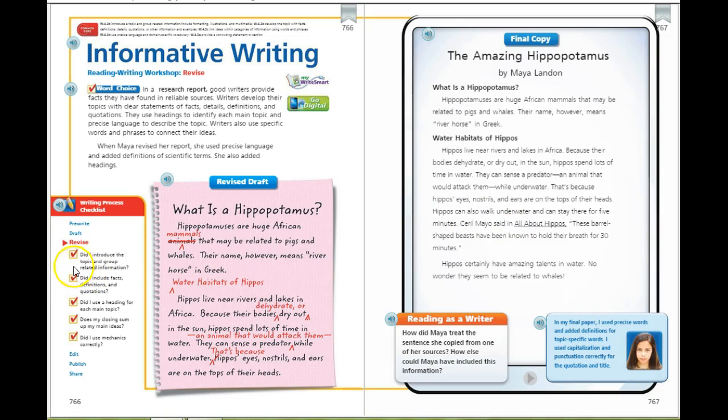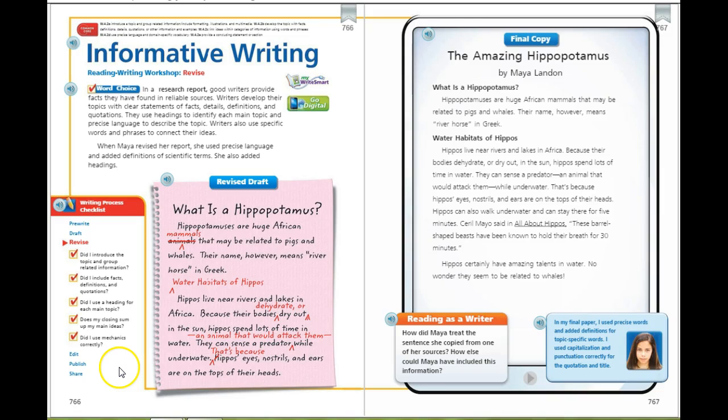So as you work on revising today, you are going to look at this checklist here. Did you introduce the topic and group related information? Did you include facts, definitions, and quotations? Did you use headings for each of your main topics? Did your closing sum up your main idea? That's something Maya did a really good job of in her final copy. And did you use mechanics correctly? Remember, mechanics are all those important things we talked about in grammar.